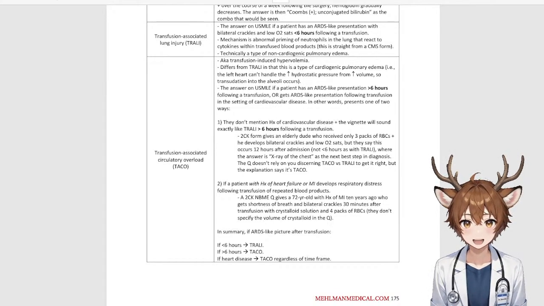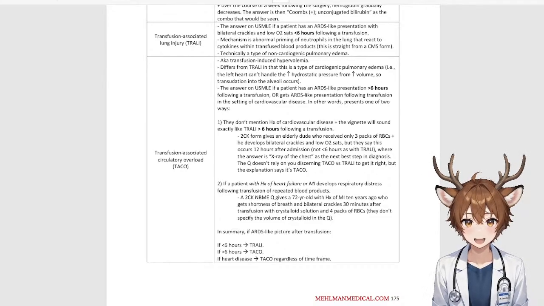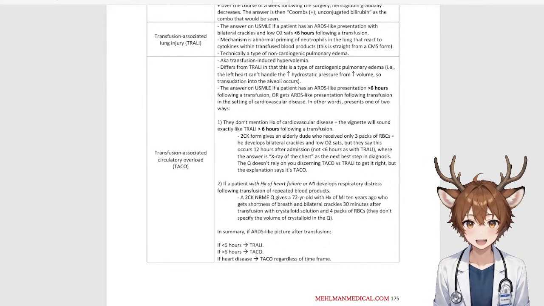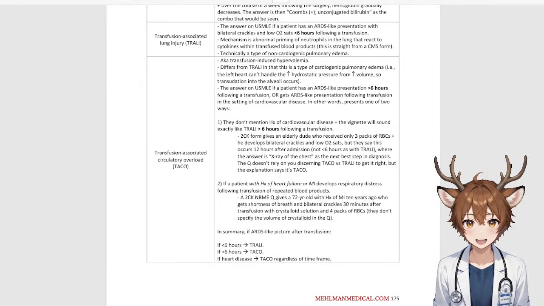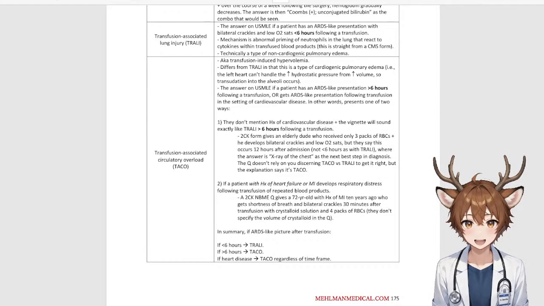Second, if a patient with a history of heart failure or MI develops respiratory distress following transfusion of repeated blood products. A 2CK NBME question gives a 72-year-old with a history of MI 10 years ago who gets shortness of breath and bilateral crackles 30 minutes after transfusion with crystalloid solution and 4 packs of RBCs. They don't specify the volume of crystalloid in the question.